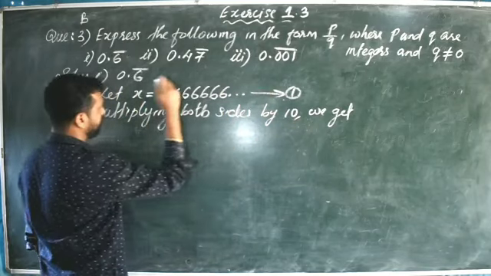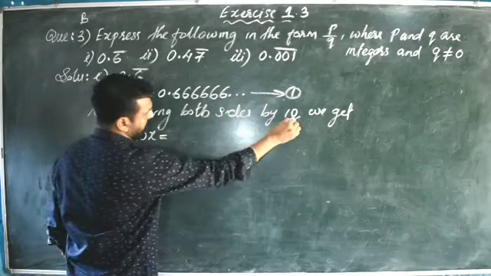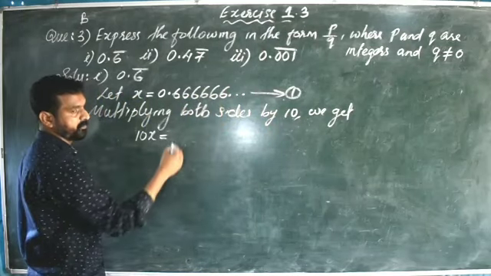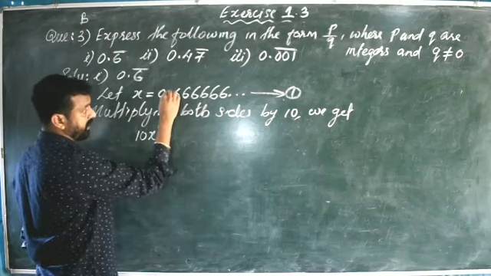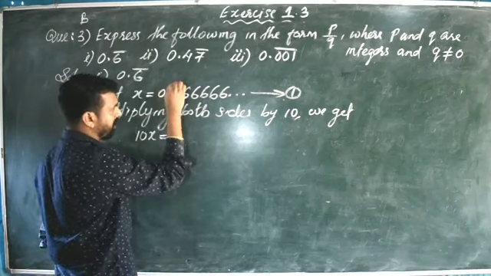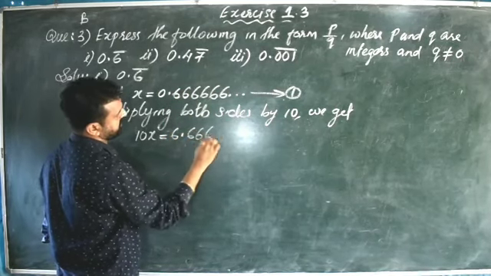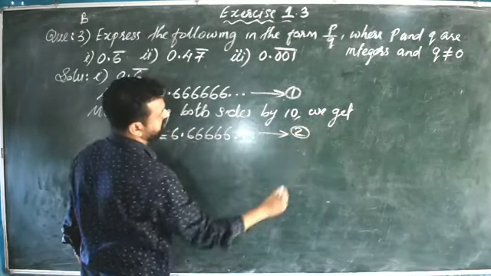So 10 into x is equal to, what is the answer? 10x is equal to 10 into 0.6666 etc. If you multiply a decimal number by 10, its decimal point will go one place to the right, and it will become 6.6666 etc. That we will write as equation 2.